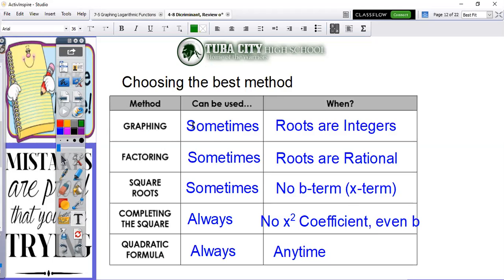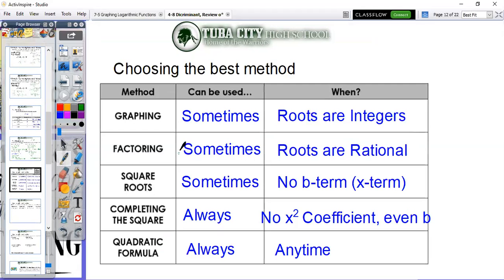So graphing can be used sometimes. All right, there are some downsides of graphing. One of the downsides, when not to use graphing, is when you have an a value. Because if you have an a value, that means you're going to have to use a table.